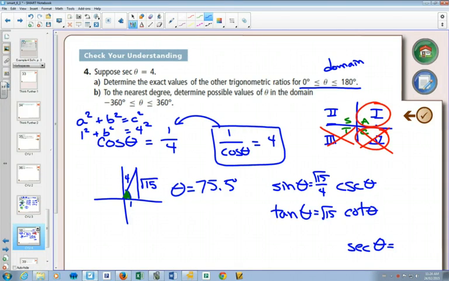And they gave us the secant at the beginning. We don't have to say that one, and we already figured out cos. So this one we already knew was 4. Cosecant will be 4 over root 15. And cotangent will be 1 over root 15. And since they're all in quadrant 1, because we knew that cos was positive, those will be the other answers.